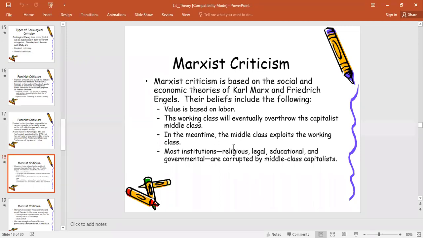But Marx introduced one most important thing: that value is based on labor. It means that if you work hard in order to achieve the highest thing in your life, you must be respected.